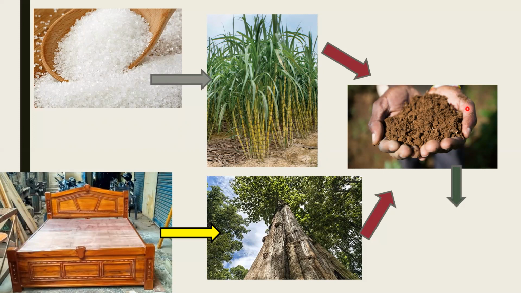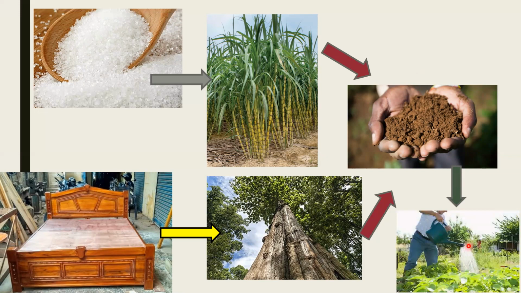Perfect. Now, if this soil has to remain good, if this soil has to remain fertile, we need to water them. Or if we are not watering them, there should be rain. Correct. Then only the soil will be good. Only if the soil is good, there will be plants which grow. And only if we have plants, we will get products like this. We'll get sugar, we'll get a bed, we'll get a table, chairs which are made of wood, we'll get a door, right?